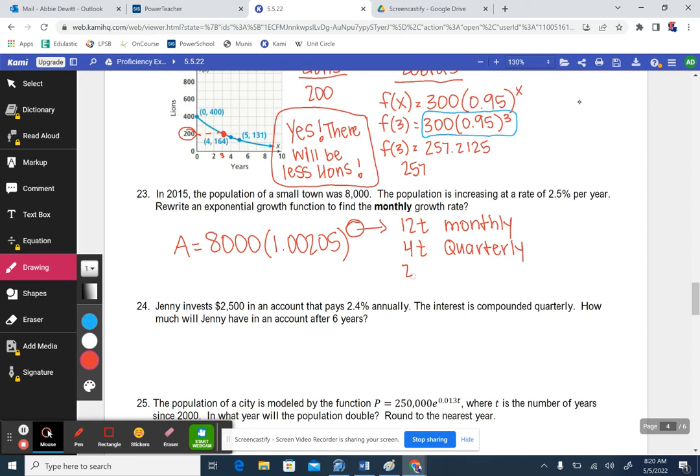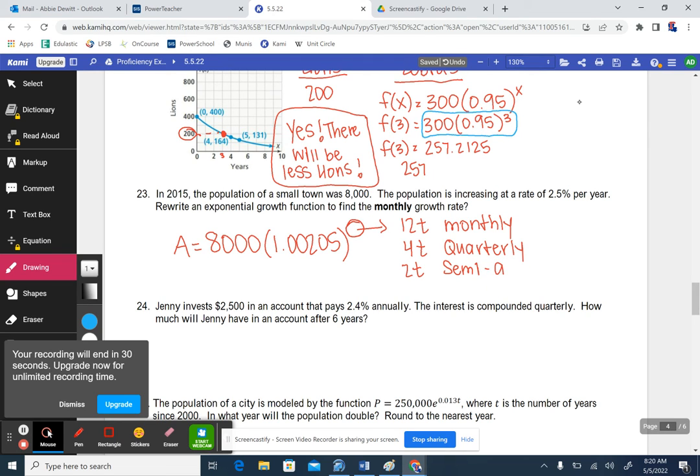If it was 2t, 2t is twice a year, which is semi-annual. And if it was just plain old 1t, that would be annually, once a year.